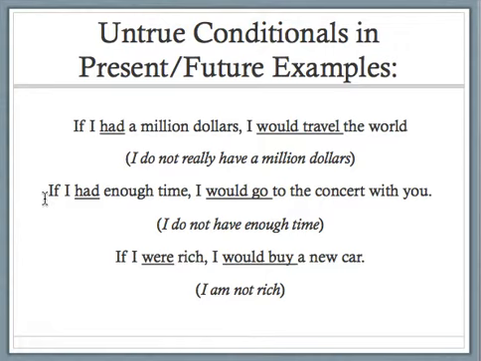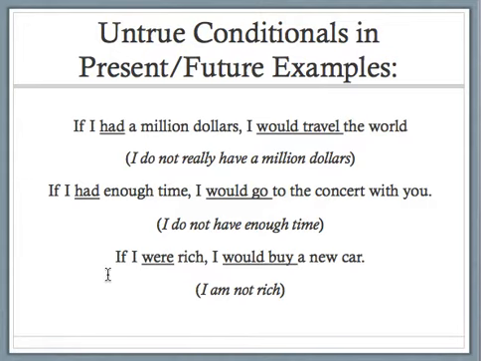Let's look at the second example. If I had enough time, I would go to the concert with you. Again, I don't really have enough time. This isn't reality for me. What's really going on is I don't have enough time. So saying I have enough time is an untrue statement. This is hypothetical. So if I had enough time, I would go to the concert with you. Still using the simple past here, and would with the simple form of go. So I'm saying hypothetically, if I had enough time, I would go to the concert with you. But unfortunately, having enough time is not a reality for me.